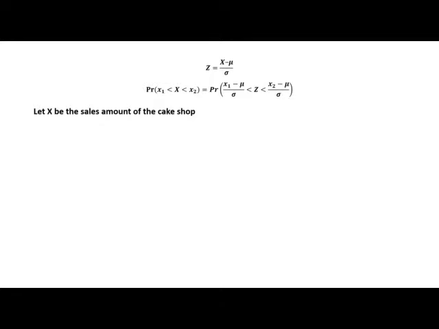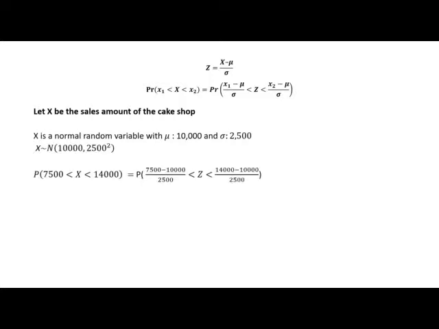To find out the probability, we have to let x be the sales amount of the cake shop. X is a normal random variable with the mean 10,000 and the standard deviation 2,500. To find out the probability of x between 7,500 and 14,000, we have to find out the probability of z between 7,500 minus the mean over the standard deviation and 14,000 minus the mean over the standard deviation. After that, we know that the probability of z is between -1 and 1.6.